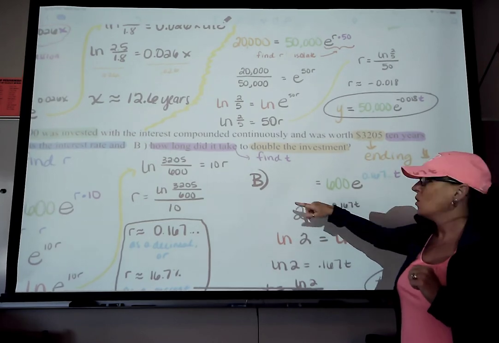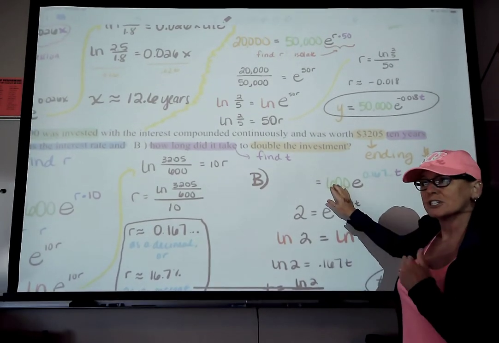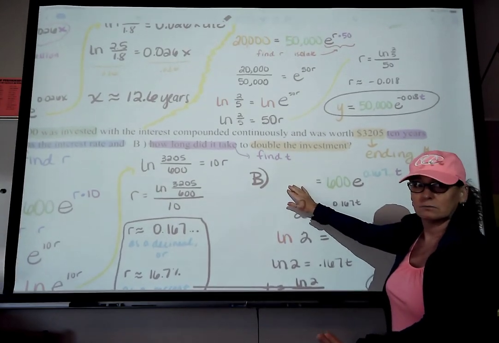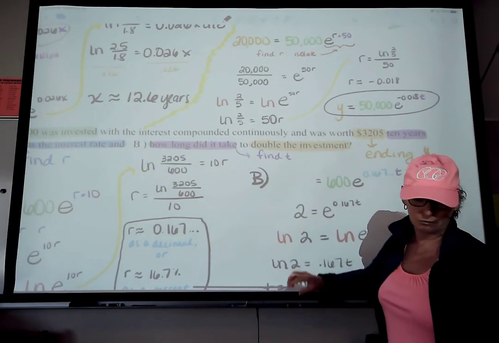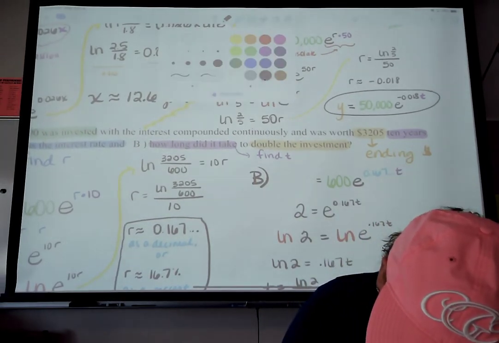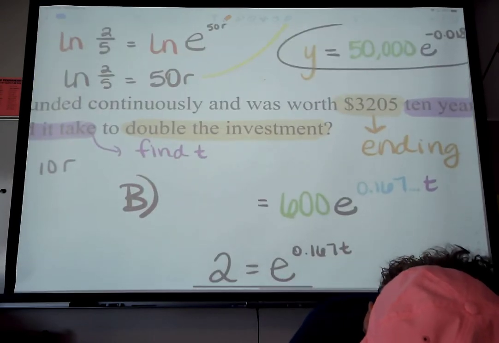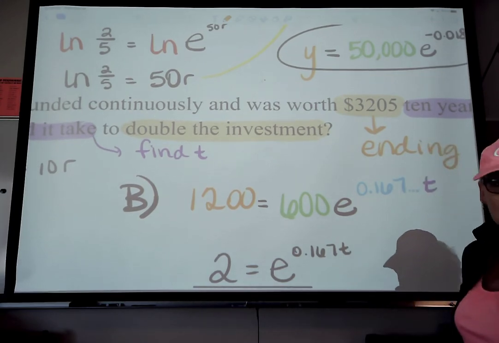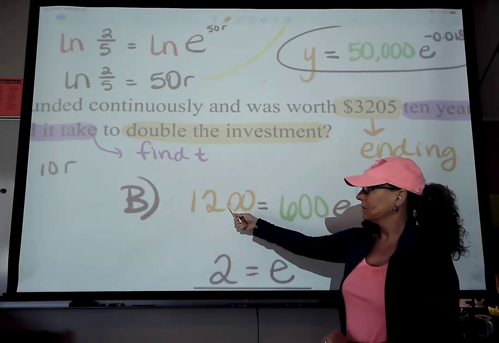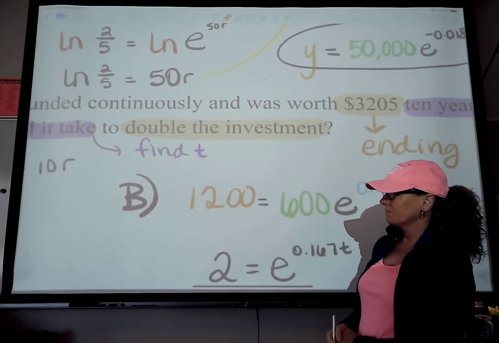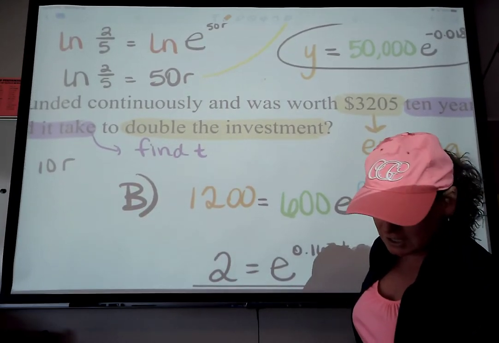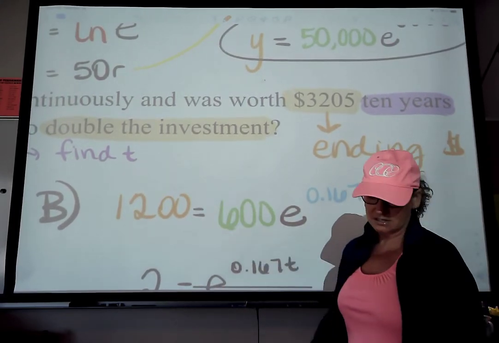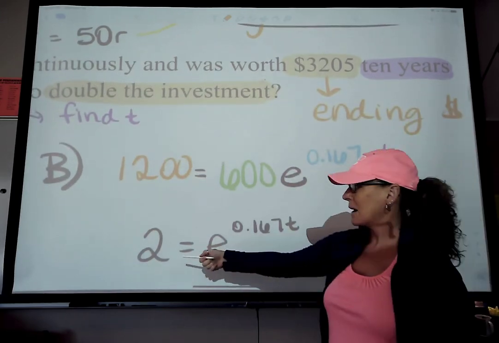Think about this. How long did it take for our initial investment, $600, to double? I think you want to make that $1,200. Right? That would make it double. Original, ending amount. All right, so $1,200. Now, you're solving for T. T is in your exponent. Get rid of the 600. 1,200 divided by 600 is 2.